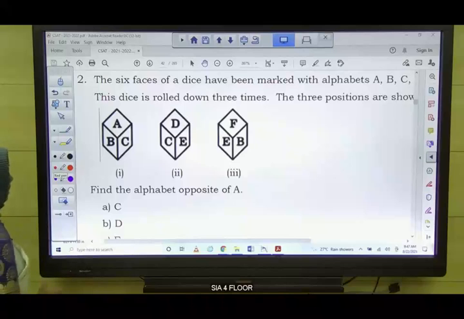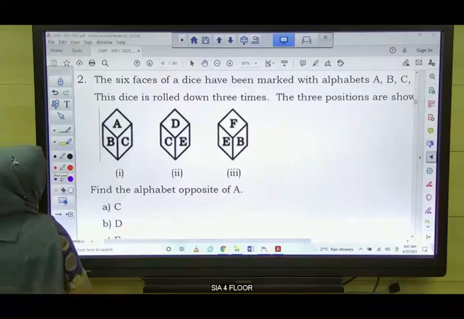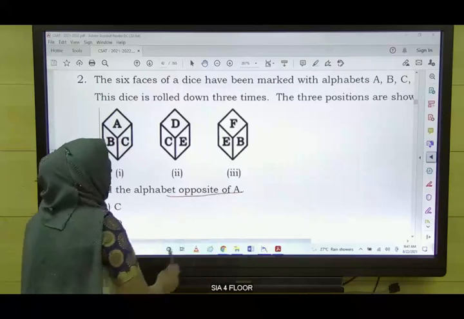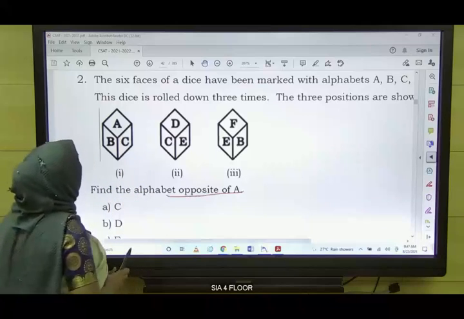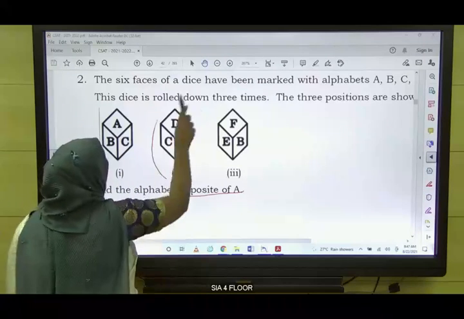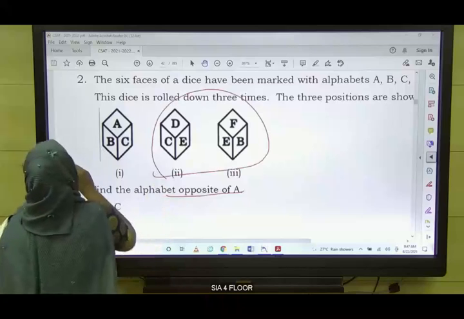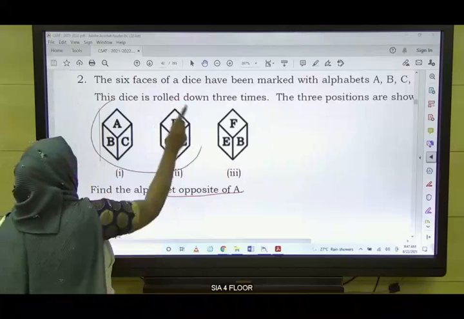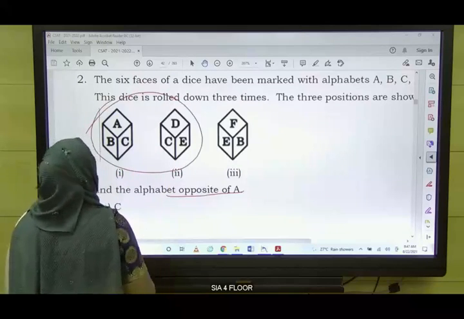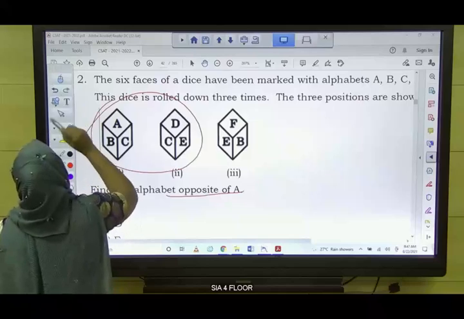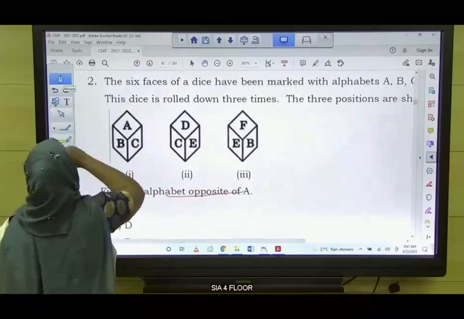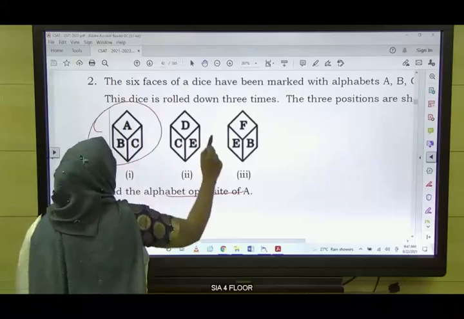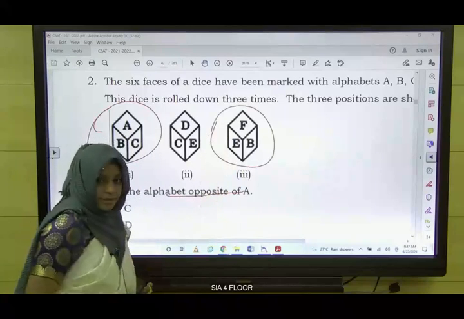Okay, now here, what is opposite to alphabet A? Randomly I can pick up any 2 dice. I can pick up these 2, or these 2, or even this one and this one, any 2 I can pick up.